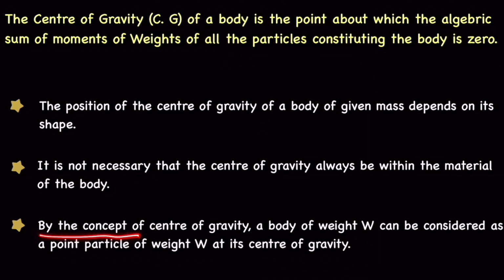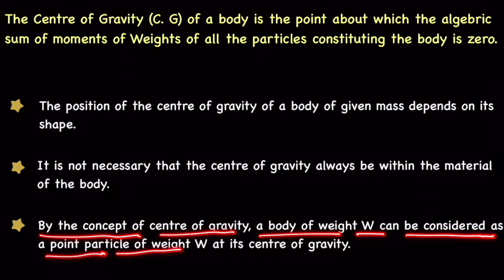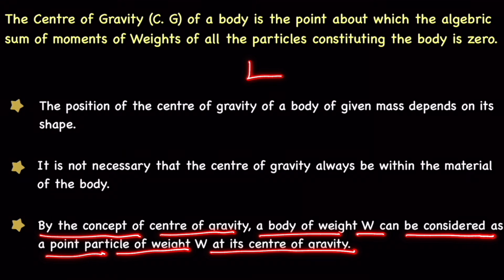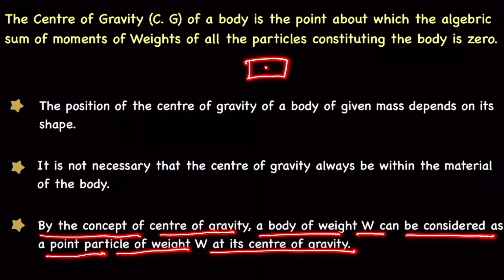Next, by the concept of center of gravity, a body of weight W can be considered as a point particle of weight W at its center of gravity. Means at the center of gravity, we consider the body as a point particle, and there we represent all the forces. Suppose we have a body, this is the body and this is the center. So all the forces we represent with respect to the center of gravity. You might also notice in the diagram, forces are present at the center of gravity.